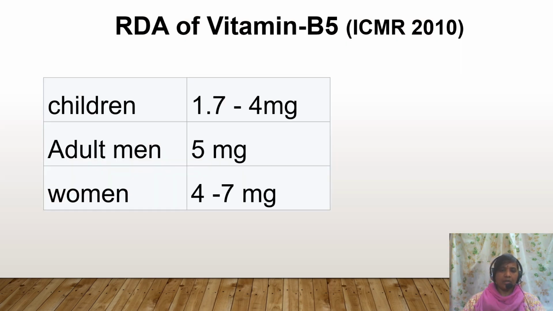Now coming to the RDA, or the requirement of this vitamin B5 or pantothenic acid, as given by ICMR 2010. ICMR, as I told you, is the Indian Council of Medical Research. So for children, the RDA, or the requirement, varies from 1.7 to 4 mg per day, and for adult men it is 5 mg, and for women it varies from 4 to 7 mg.